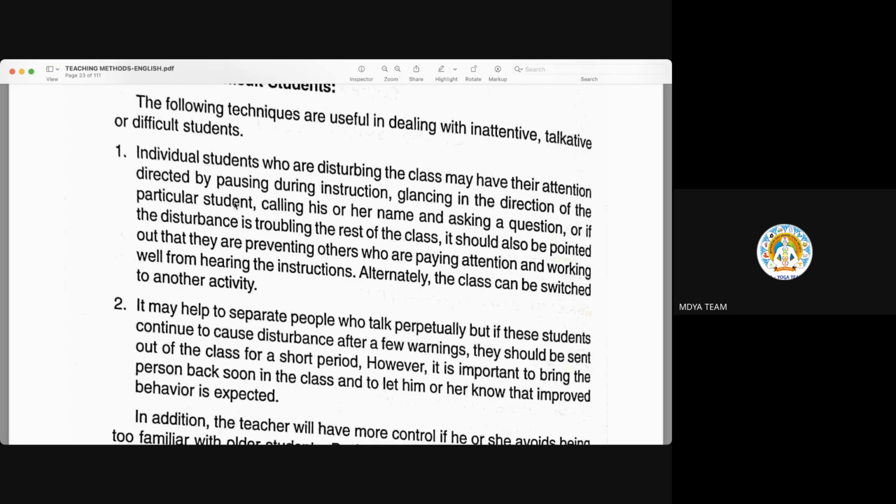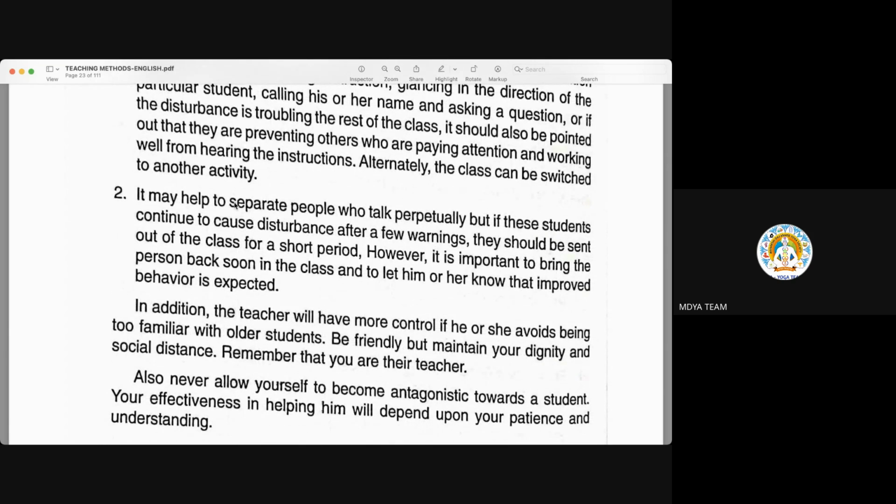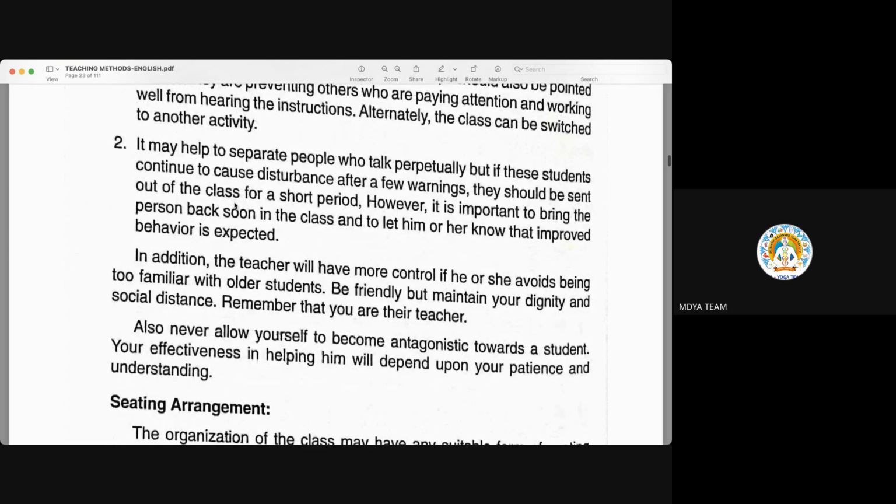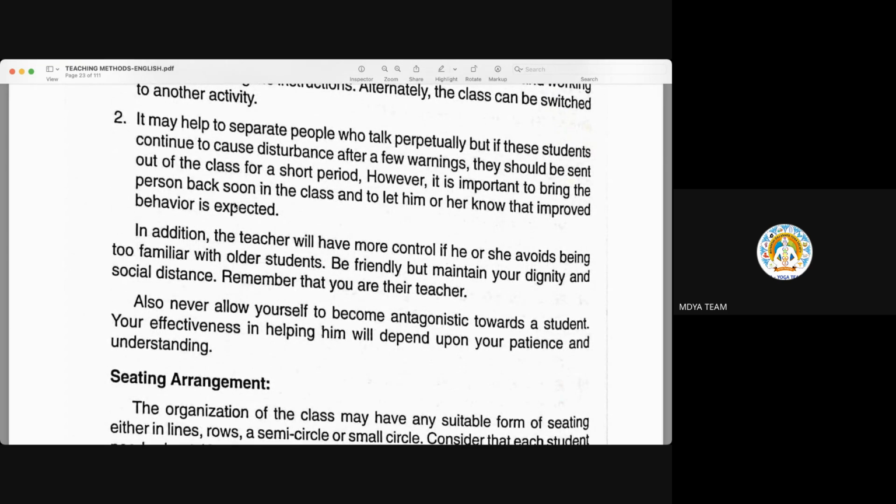So like that, you can deal with those kinds of students. Second, it may help to separate people who talk perpetually. But if these students continue to cause disturbance after a few warnings, you give one warning, a second warning, but they are still not listening to you, then what is the step?